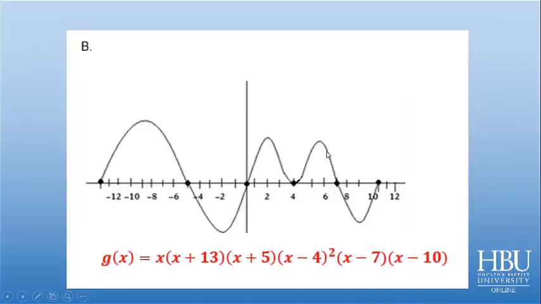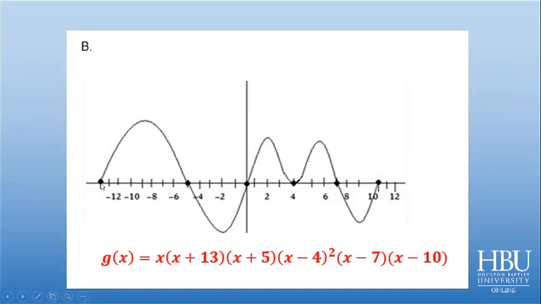Here is another example where we have a graph and we want to come up with a possible equation. We are assuming in this graph that the right tail would be going up toward positive infinity and the left tail would continue going down toward negative infinity. So that tells me that it should have an odd degree with a positive lead coefficient.